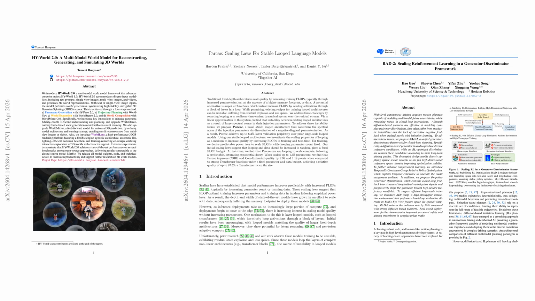From world-building AIs that can reconstruct and simulate 3D environments from text, images, and video, to recurrent language models that finally tame instability with new scaling laws, and autonomous driving systems that learn to balance safety and efficiency through generator-discriminator reinforcement learning, today's papers push AI into more grounded, stable, and intelligent territory. In this episode, we'll explore how these breakthroughs reshape perception, reasoning, and real-world decision-making, and why they may define the next wave of practical AI systems.